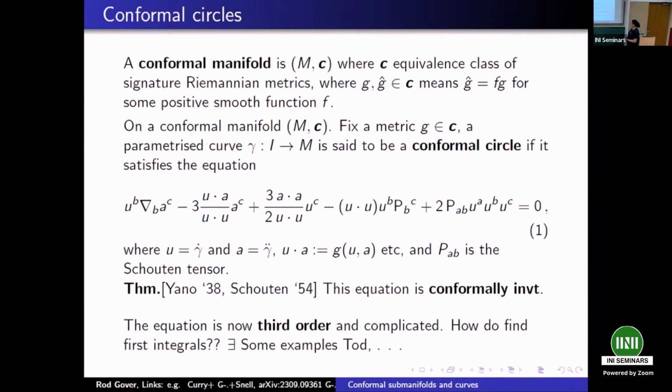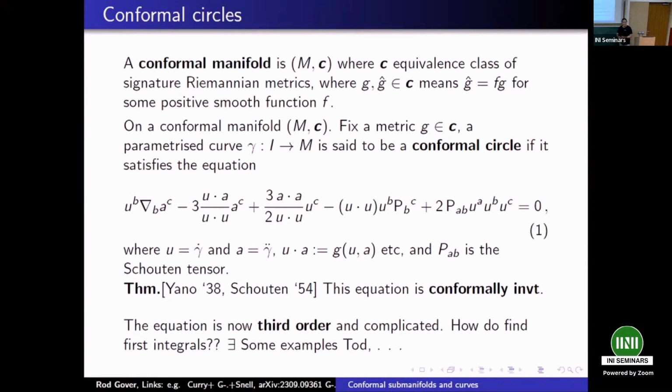This is a parametrized version. This is due to Yano, and also studied by Schouten. And it's conformally invariant. So this gives you a well-defined equation on a conformal manifold. To determine a curve, you have to specify the point you're at, then the velocity at that point and the acceleration at that point.